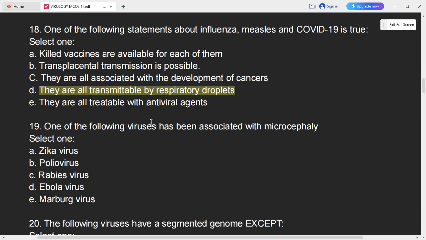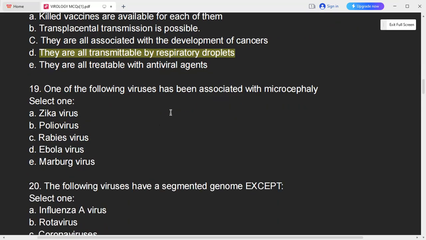Okay. One of the following viruses has been associated with microcephaly. Zika, this is direct. So we know Zika causes congenital microcephaly. So basically, the head is small. Micro means small, cephaly is head. So small head.